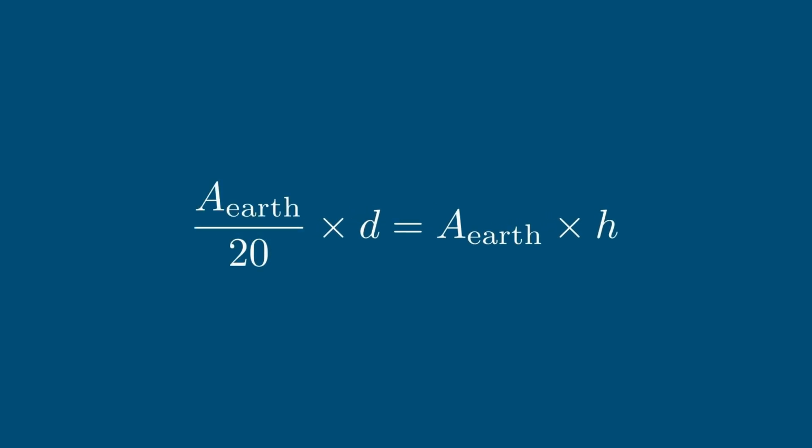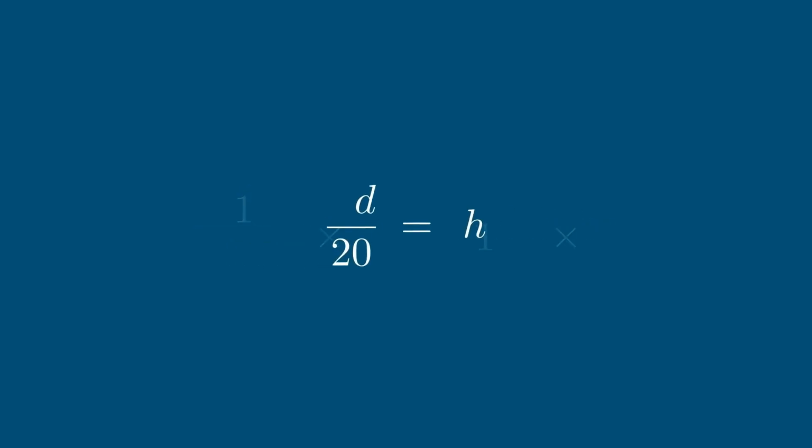You see we've got area of the Earth on both sides. That means we can cancel them out by dividing both sides by the area of the Earth. And now, if we tidy things up a little bit, you can see that all that's left for us is just to find the depth of the ice.